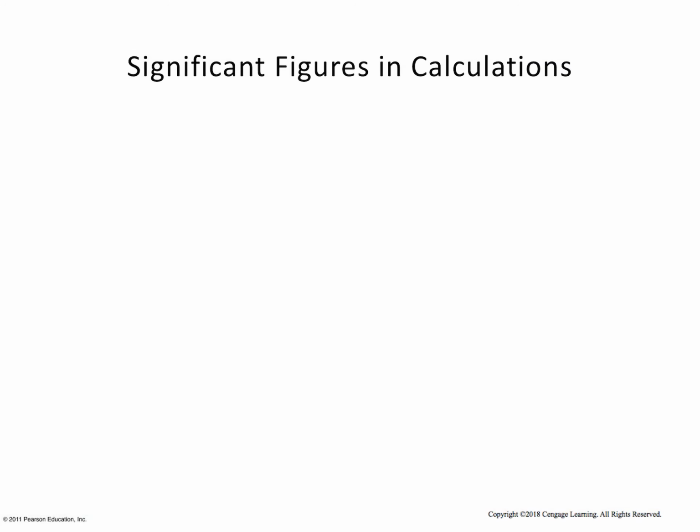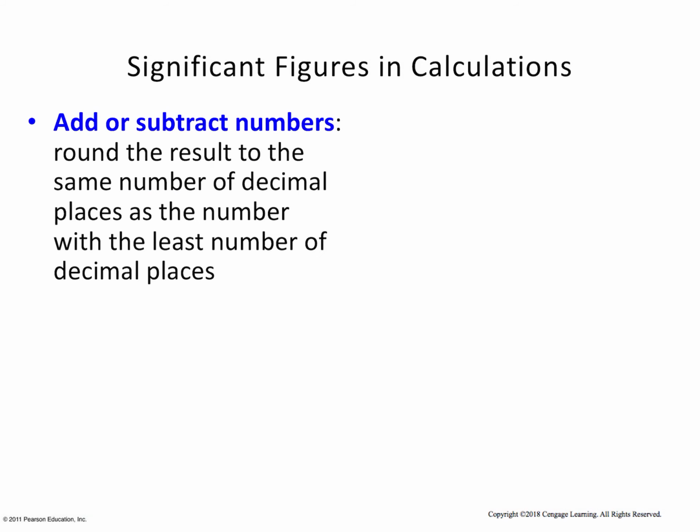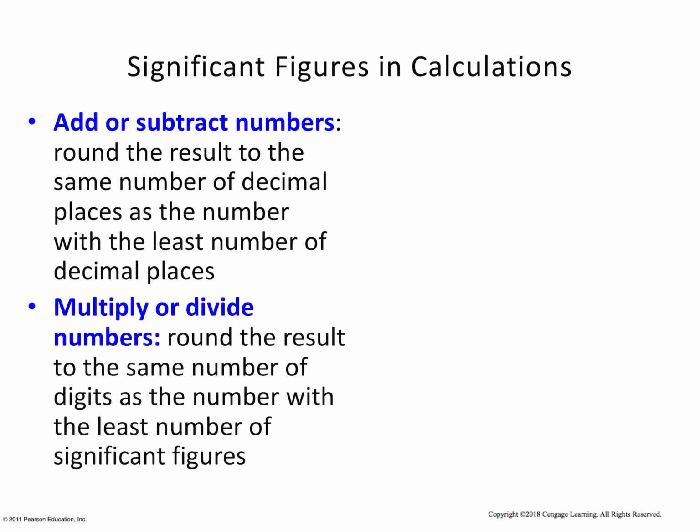Significant figures in calculations. So let's first look at adding or subtracting. When you add or subtract numbers, you round the result to the same number of decimal places as the number with the least number of decimal places. So whichever one has the least amount of precision, the fewest decimal spots.